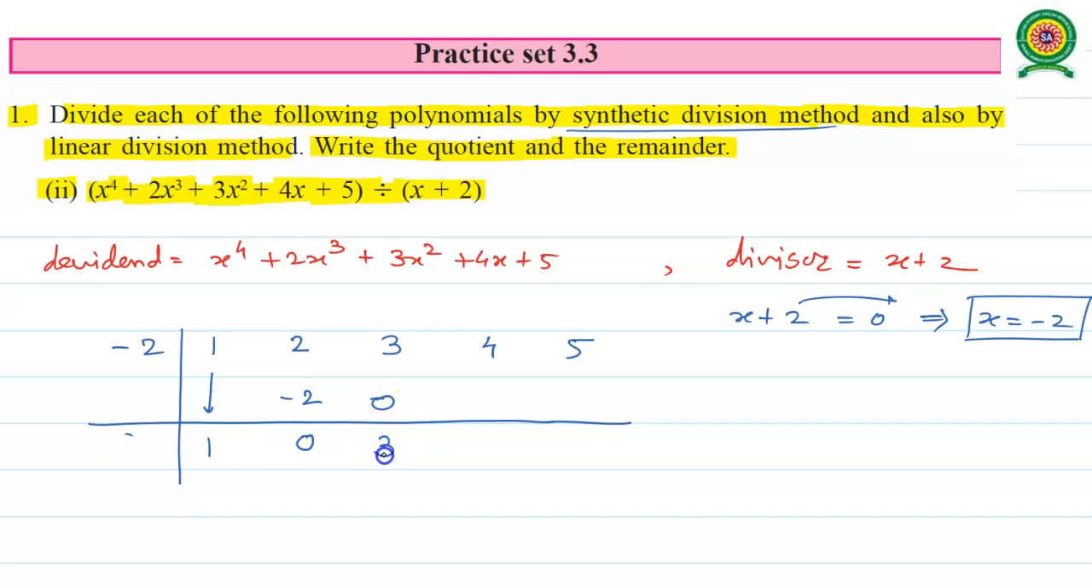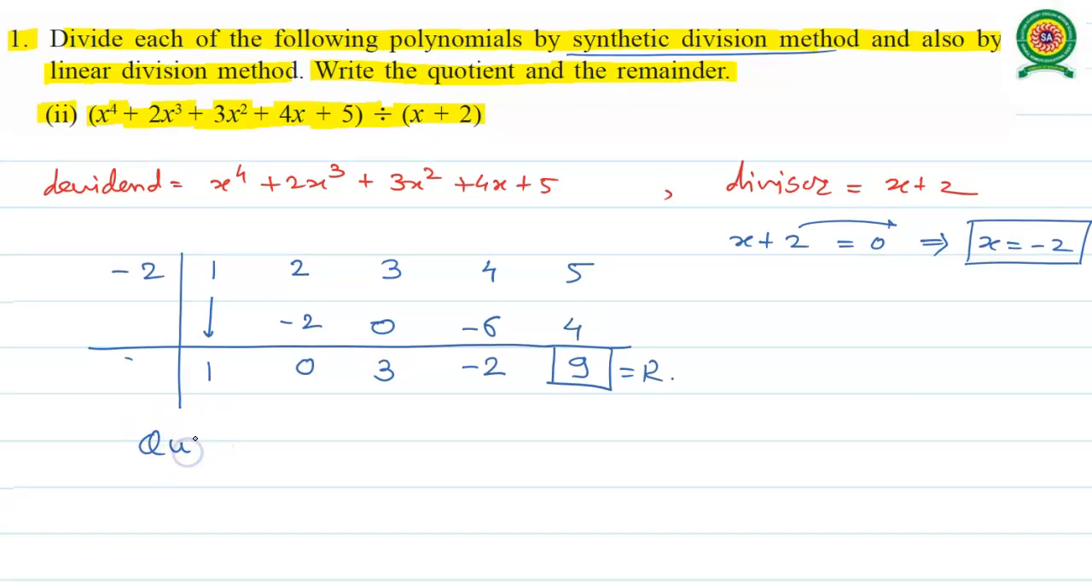And 3 plus 0 we have 3. 3 times minus 2 is minus 6, 4 minus 6 we have minus 2. Minus 2 times minus 2 is plus 4, so 5 plus 4 is 9. Now 9 is our remainder.